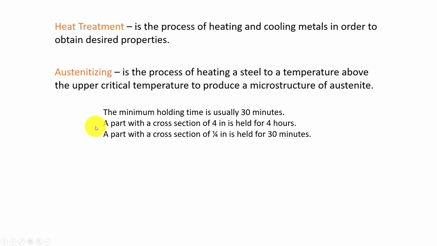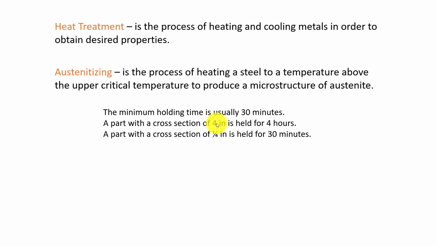Now here's the catch, and I put this on here because a lot of our textbooks don't have this in there, and this is just a rule of thumb. If I have a small part, something maybe a 1/4 inch, I can hold it in the oven for about 30 minutes and it will soak and the heat will go throughout and we'll get a full austenitic structure if we're at that temperature. Now if I take a part that is 4 inches in size here, I need to probably hold it for 4 hours. So for every 1/4 inch, maybe I want to do another 30 minutes on there.